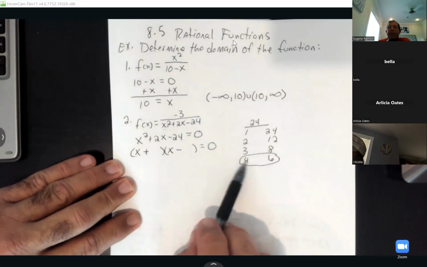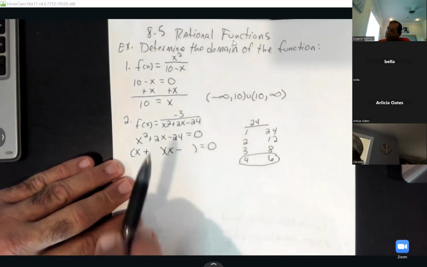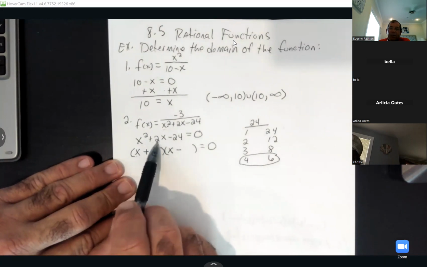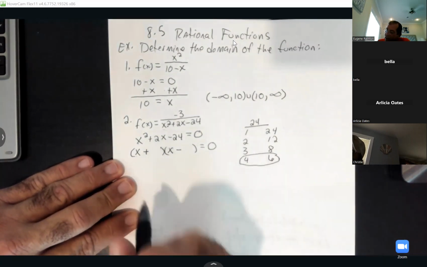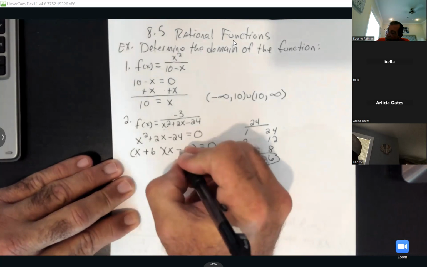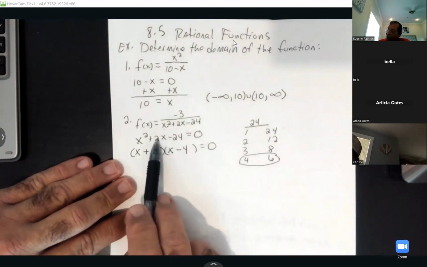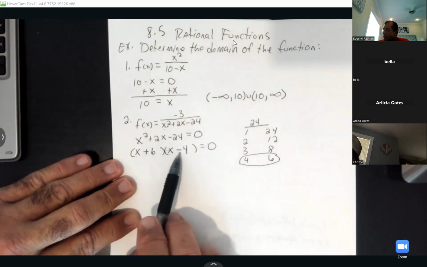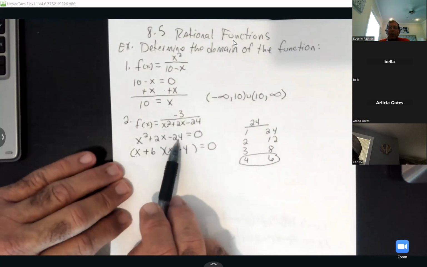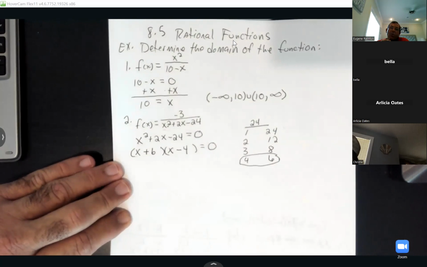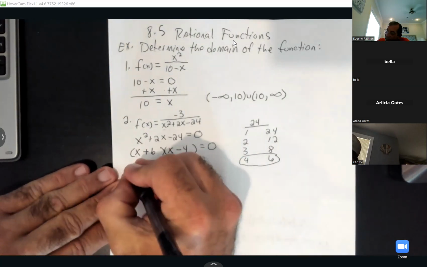The larger of these 2 factors will have the same sign as the middle number. So the 6 will be positive like the middle, and the 4 will be negative. So y'all look at that. 6 minus 4 is 2. 6 times the -4 is -24. So that's how I sort of check real quick on that factoring, okay?